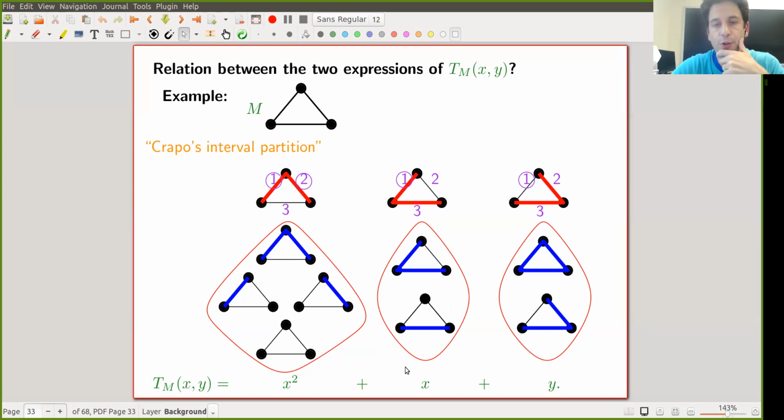And moreover, the contributions coincide, meaning that if this spanning tree was contributing a certain contribution in the expression, this set of subgraphs contributes the same. So here x squared for this one, and x for this, and y for this. I'm not telling you why that's true, but this is a very beautiful fact that relates the two formulas for the Tutte polynomial.